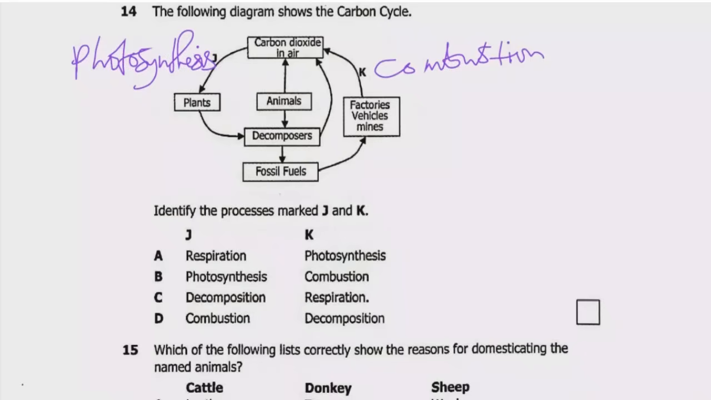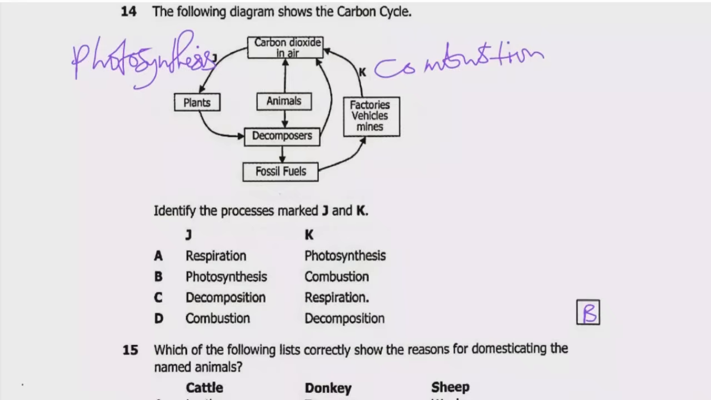Now let's come to the answers. Remember, the question: identify the process marked J and K. When we look at the answers, option A says J is respiration. No. We go to B, where J is photosynthesis and K is combustion. Yes, so the correct answer is B. I'm going to record B here. If you have questions, you can ask in the comment section.